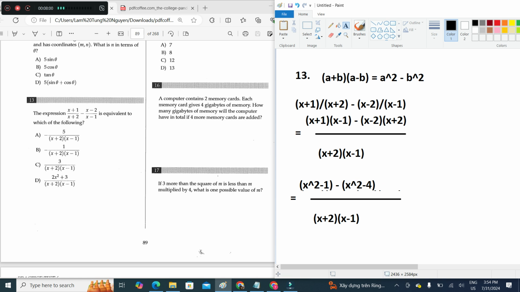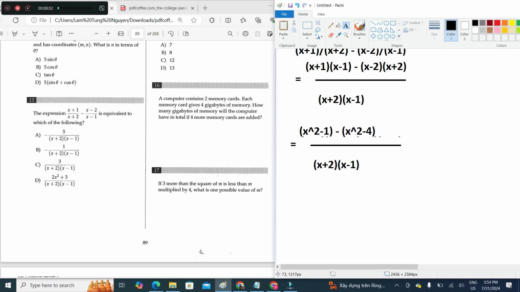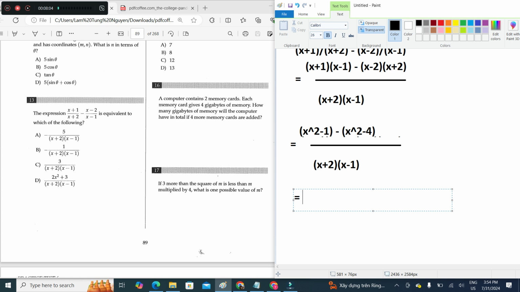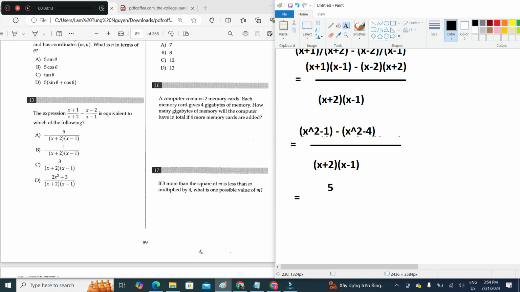So we just cancel x squared here. So it's going to be 5 on the numerator. It's equal to 5 on the numerator. And for the denominator, we just keep everything the same. So the answer for this should be, oh, there was something wrong here. I don't know. I wonder what it is.